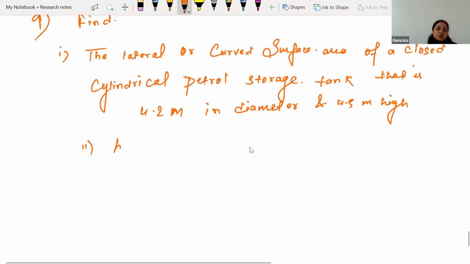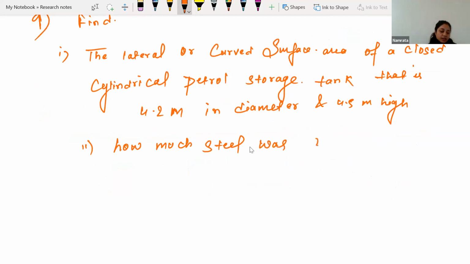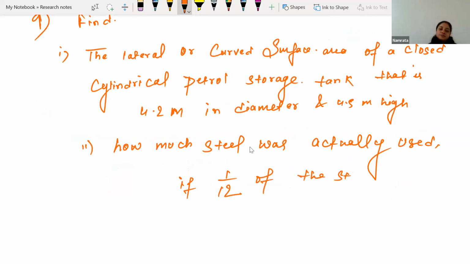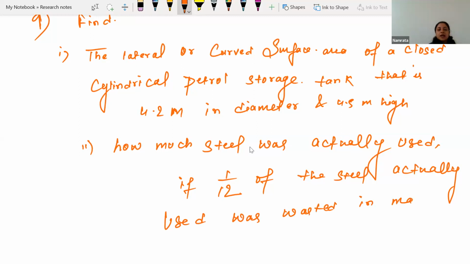The next one is, how much steel was actually used if 1 by 12 of the steel actually used was wasted in making the tank.